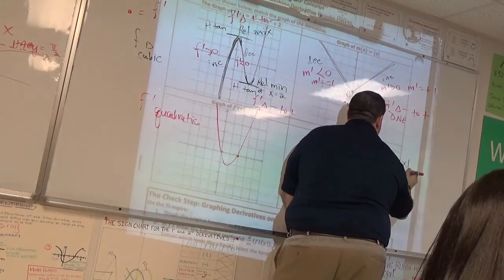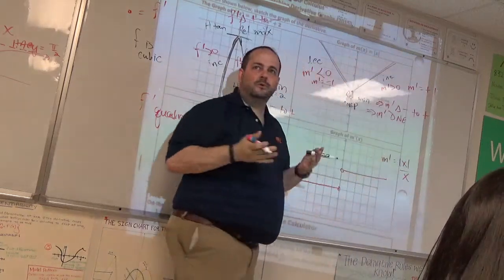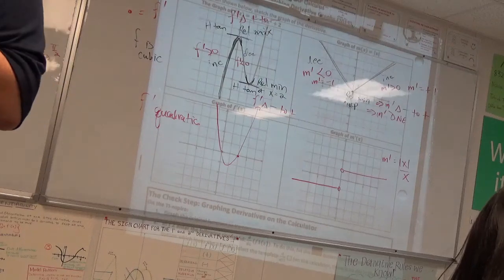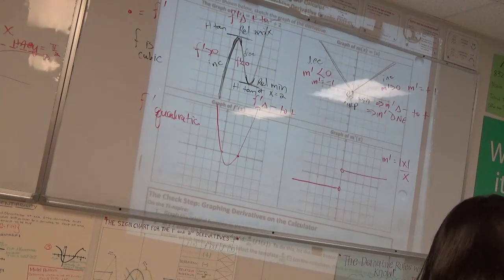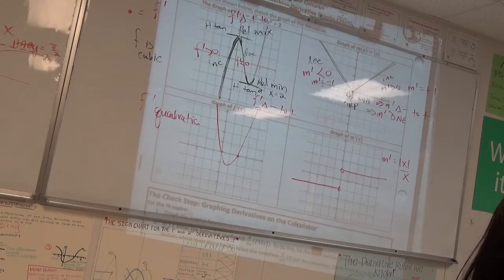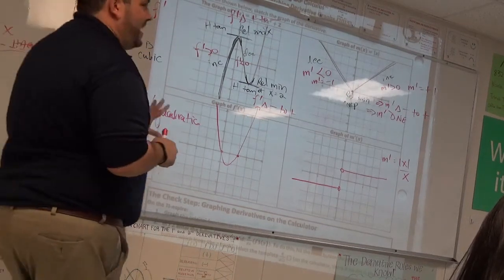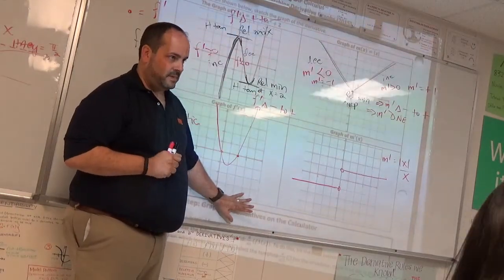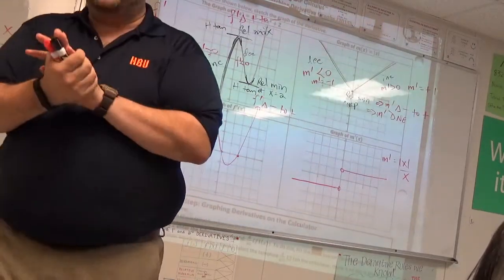Boom. There is a brand new derivative rule right there served up for you. The derivative of the absolute value of x is the absolute value of x over x. Don't worry about that right now. We're not worried about derivative rules. I just want to blow your mind with the beauty that is all this stuff.